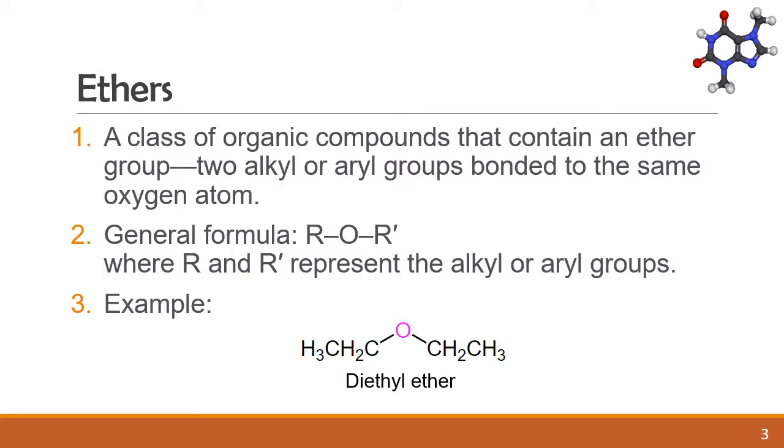Ethers are a class of organic compounds that contain an ether group, which consists of two alkyl or aryl groups bonded to the same oxygen atom. The general formula for an ether is ROR prime, where R and R prime represent the alkyl or aryl groups. An example of an ether is diethyl ether, which has two ethyl groups bonded to the same oxygen atom.